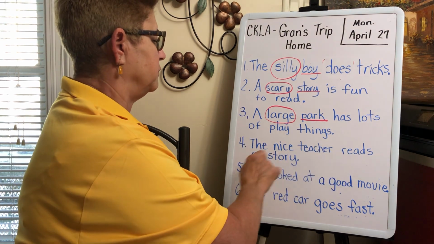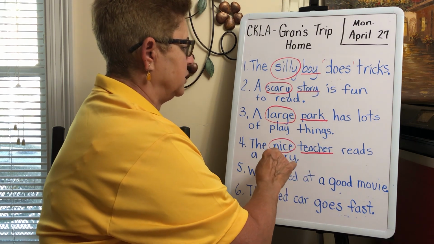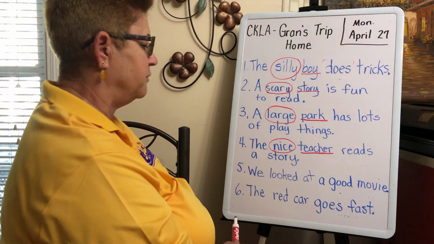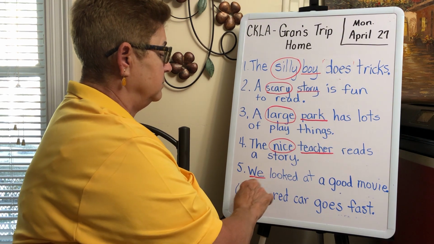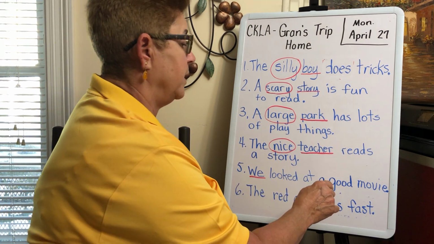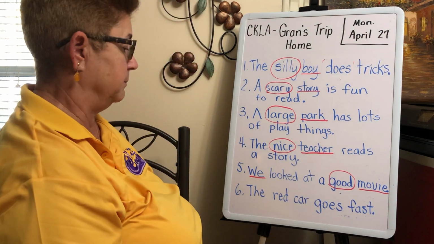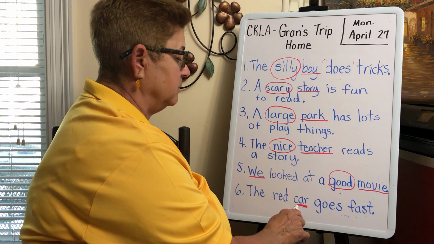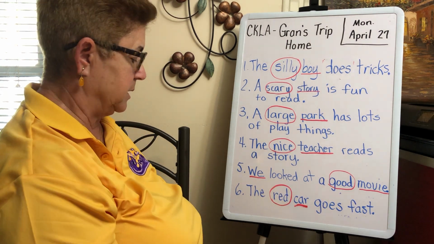The nice teacher reads a story. So teacher is the noun. Nice is the adjective, and reads would be the verb. We looked at a good movie. Now this is a change because we would be our noun, the pronoun, and looked would be the verb, and way over here good would be our adjective, but it's actually describing the movie. The red car goes fast, so the car is the noun. Red is our adjective, and goes is our verb.